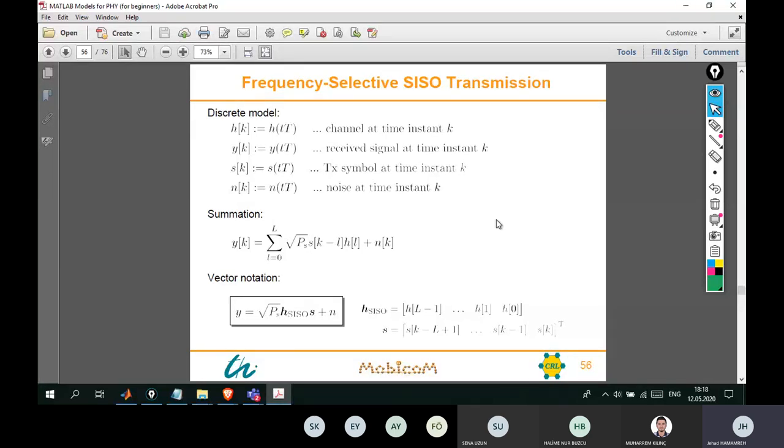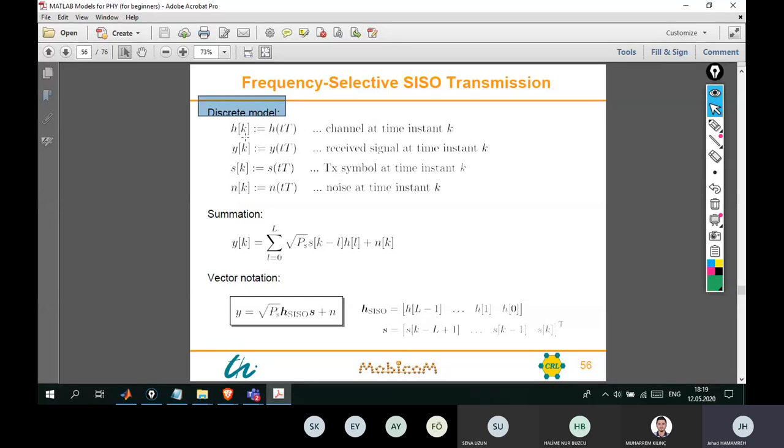Now, how do you model that? How do you simulate this? How do you write it mathematically if you want to write a paper, or a report related to the transmission of wireless signals over a frequency selective channel? So what do you do? You model this using what we call a discrete model.